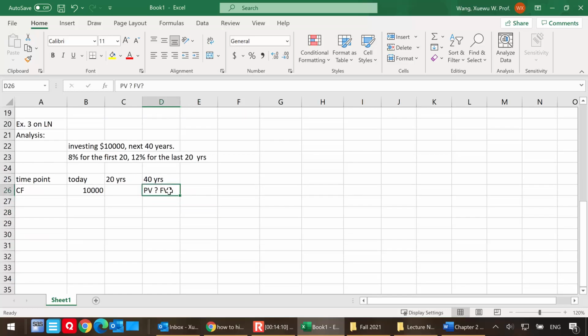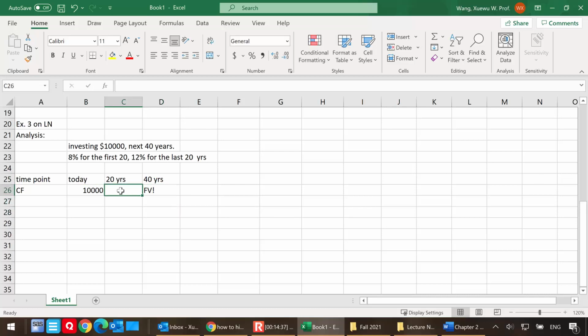Now in this case, you have year 40. If you compare this to year 20, that's future value because year 40 is a later time point. If you compare year 40 to today, that's also a future value because year 40 is after today. So it doesn't matter which 2 time points you're picking, this is always going to be a future value. That is very clear. So we're looking for the future value here.